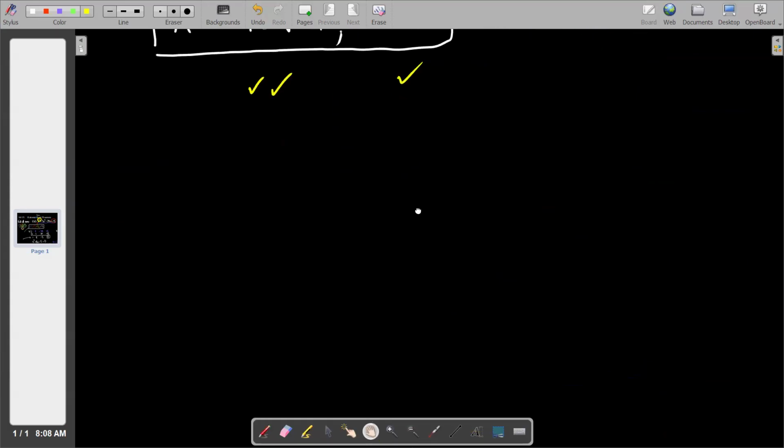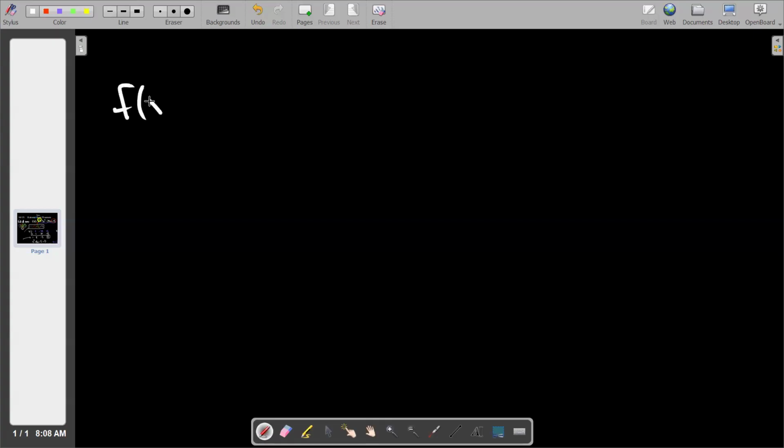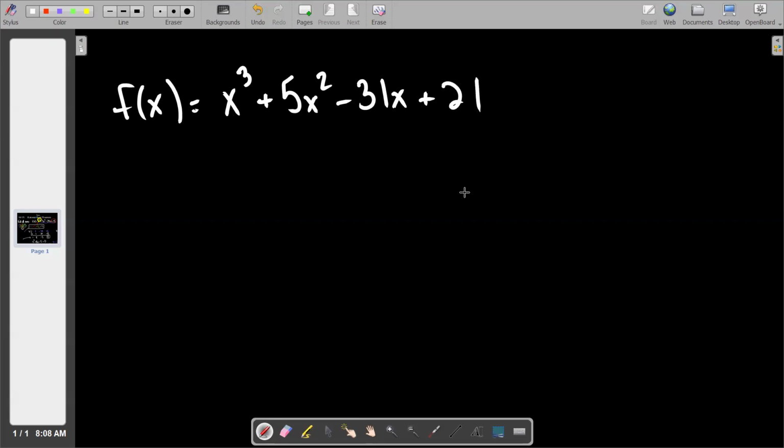Okay, let's do another one. So your next function is f of x. And again, one more kind of warm-up one. So we have x to the third, it's going to look a lot like the first one, plus 5x squared minus 31x plus 21. And again, what you're used to seeing after this is f of blah, blah, blah equals 0. At this point, it's a mystery.